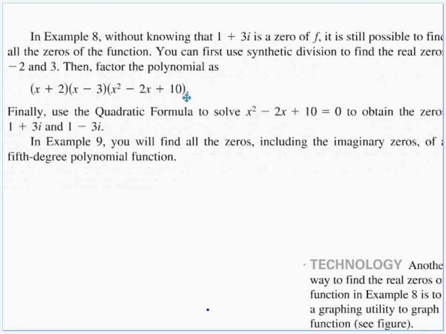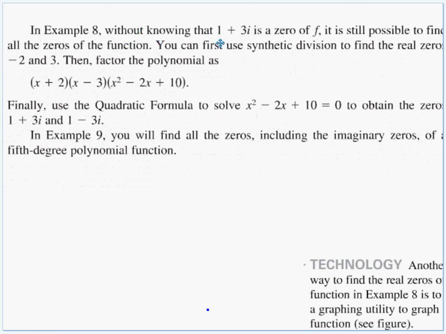Oh, now what's this? In that example, if you don't know the 1 plus 3i is a 0, it's still possible to find all the zeros. We would first use synthetic division to find that negative 2 and 3. And then once we factored out the negative 2 and 3 here, we would be left with this. And the only way to solve that would be with the quadratic formula or with complete the square. And we'll run into imaginaries because we'll have negatives under our radicals.